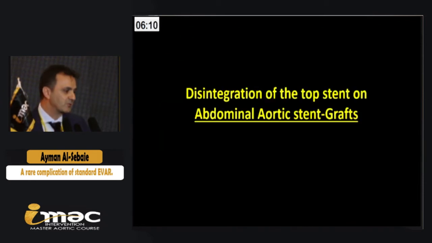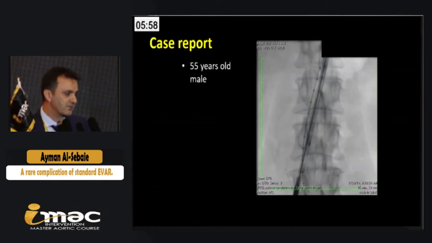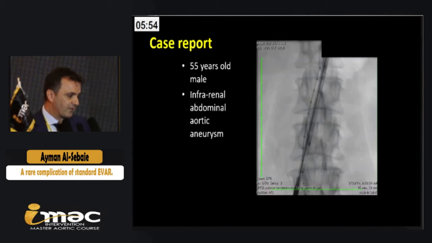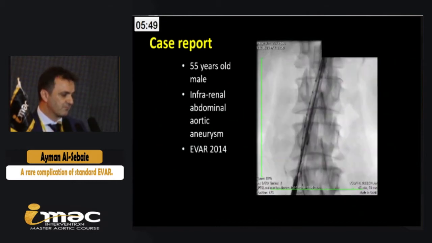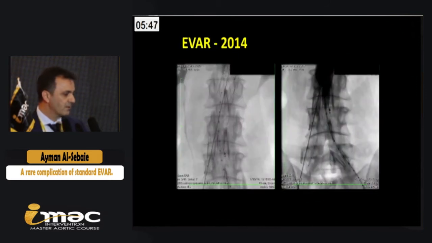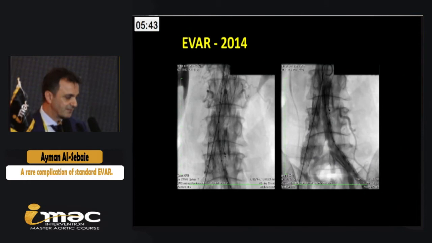So today I want to show you a case where there is a disintegration of the top stent on a standard EVAR abdominal aortic stent graft. This is our case report, a patient 55 years old. He suffered from an infrarenal abdominal aortic aneurysm treated in 2014 with a standard device. And these are the final images, and it looks good. It's a standard device.